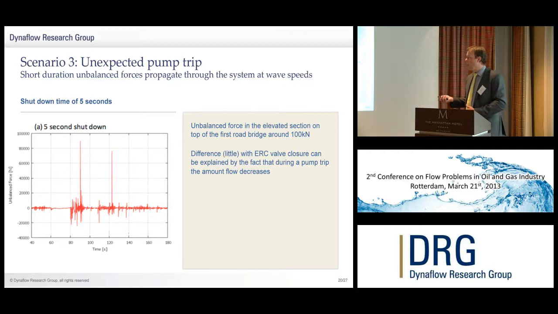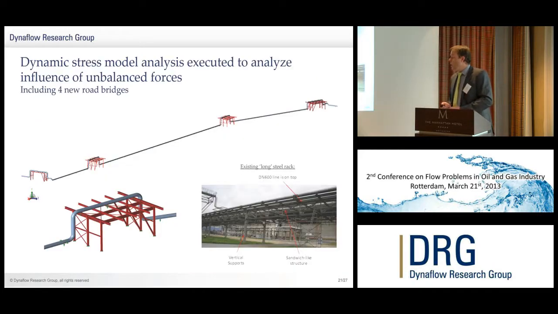Okay, and again, these propagate through the system. And there you see a picture of the unbalanced load after the 5-second shutdown. So you see that they're extremely high, and in this scenario also not 280, but still quite high, around 100 kilonewton. So the first thing was to check whether this road bridge could actually handle this type of loads.